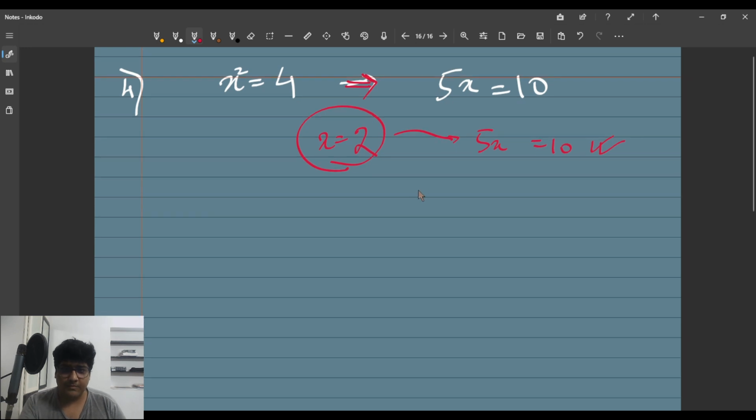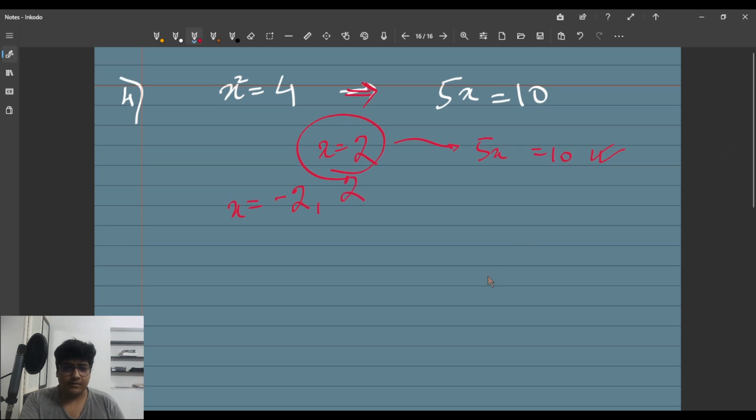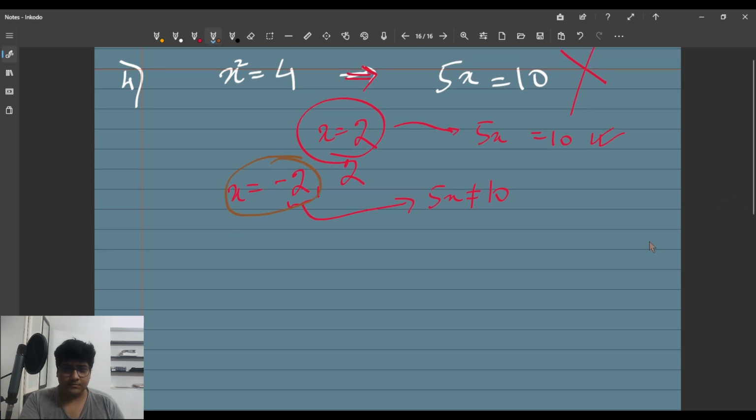But to prove formally that x square equal to 4 implies 5x is equal to 10, what do we have to do? We have to look at all possible cases where x square is equal to 4. So x is equal to minus 2 is also a root, so minus 2 or plus 2. For x equal to minus 2, 5x is not equal to 10, which means that this statement is incorrect. We have disproved the statement using the counterexample that x is equal to minus 2.